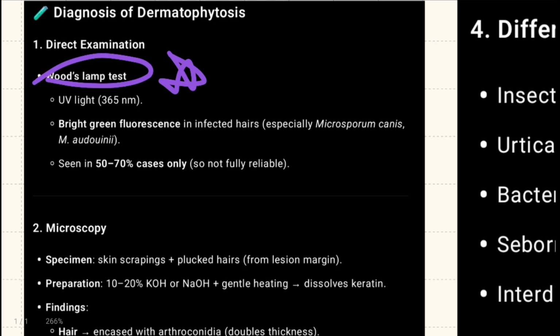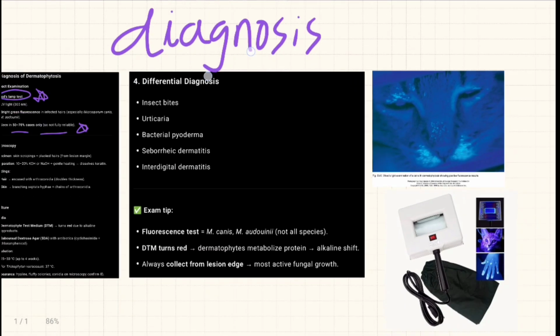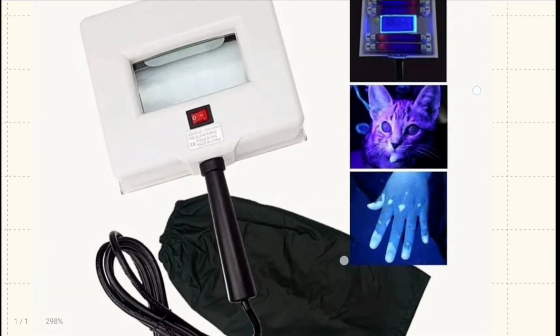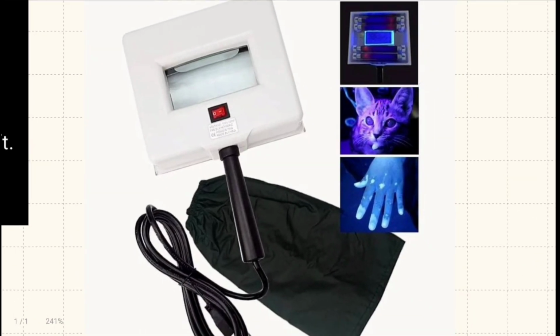Whenever this UV light is projected on tissue of the body which is infected with dermatophytes, specifically dermatophytes such as Microsporum canis or Microsporum audouinii, a bright green fluorescence will be emitted from such tissues. This will be an indication that the dermatophytes have invaded the tissues. This is not fully reliable, and the result is seen in only 50 to 70% of the cases. Here, this is the lamp, named after the scientist Robert William Wood.